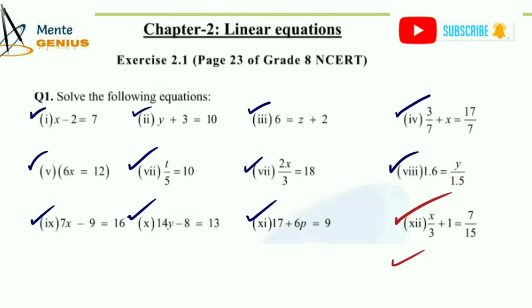Same way, while solving these linear equations, just keep the variables on one side and move the other terms to the other side. Only that trick will work to complete it.